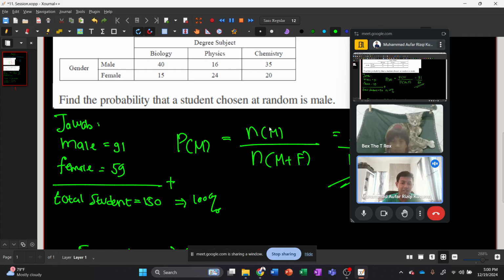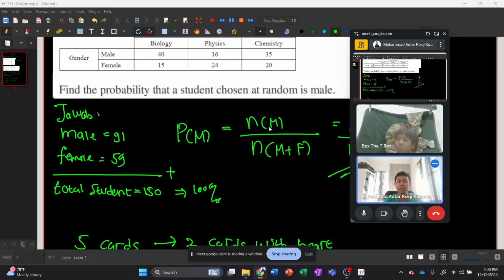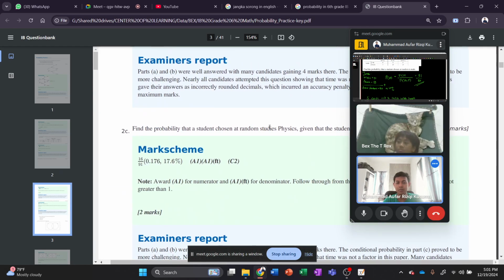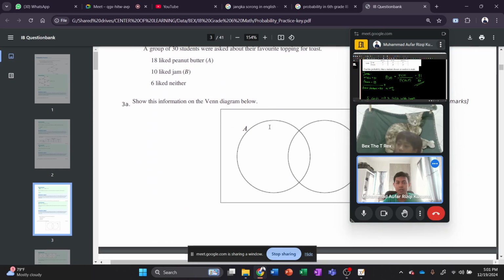No, it's just a notation. But what I want to emphasize is the understanding, the intuition on how to get the number. Okay, let's do another question.